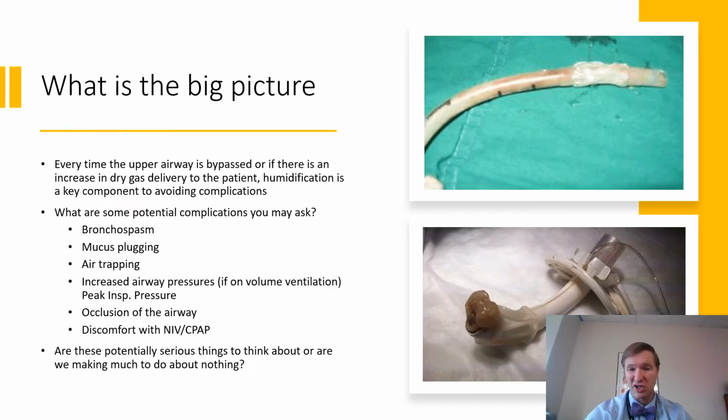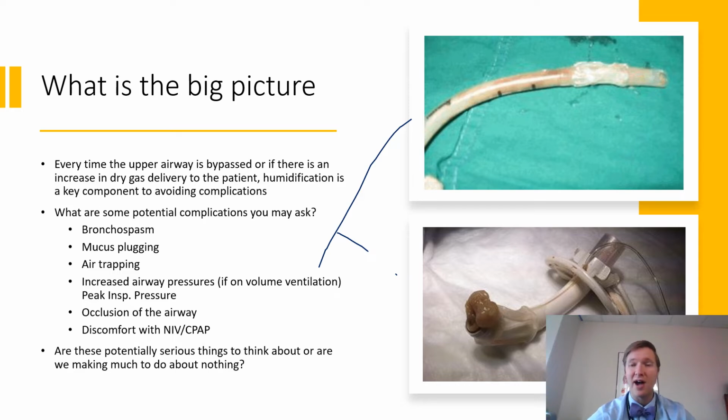All right, the big picture, right? You're going to see some fun pictures here. Every time the upper airway is bypassed, or if there's an increase in dry gas delivery to the patient, humidification is a key component to avoid complications. You want to have an easier time. Yes, humidifier alarms go off all the time, but would you rather deal with a humidifier alarm or a patient that plugged off their endotracheal tube like you see in that picture, or plugged off their tracheostomy tube like you see in that picture? I would much rather deal with the heater alarm and deal with all that business than having to deal with a plugged off artificial airway, right?